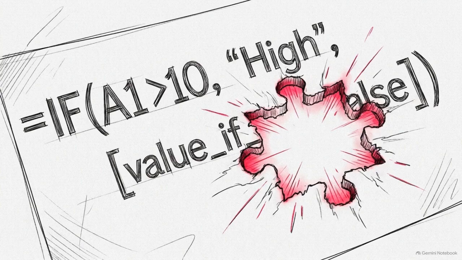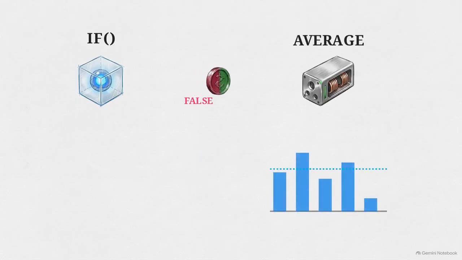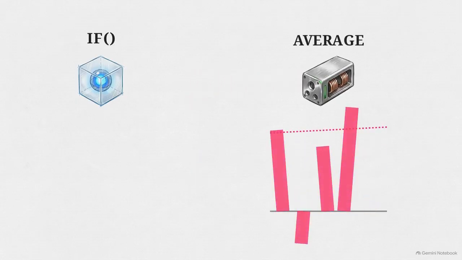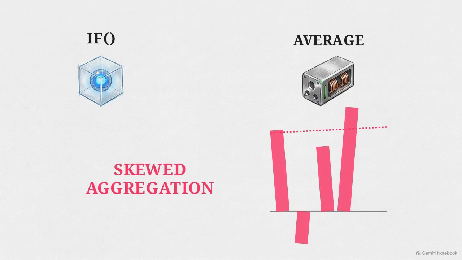The syntax allows a user to omit the optional value if false argument, which introduces a severe vulnerability in numerical models. Without an explicitly defined false state, a failed logical test outputs a literal Boolean FALSE into the cell. While functions like SUM might treat this as a 0, functions like AVERAGE ignore it entirely, instantly skewing downstream aggregations.